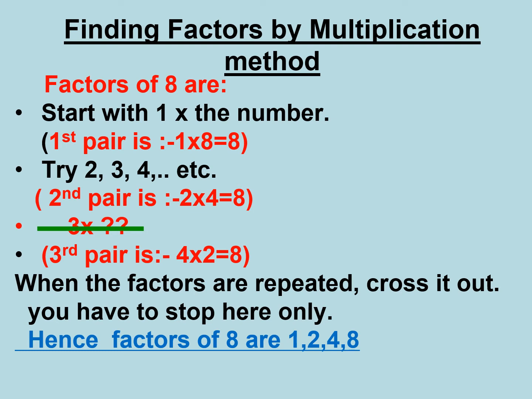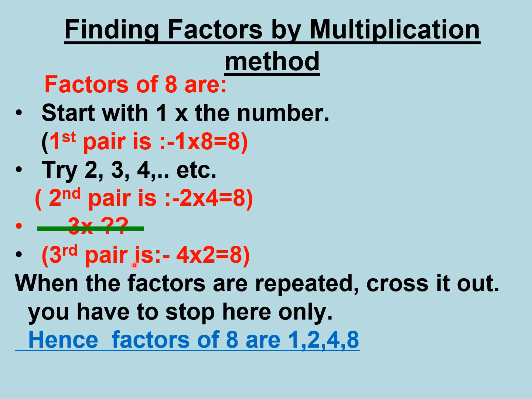Finding factors by multiplication method. Factors of 8 are: start with 1, multiply by the number. So the first pair is 1 multiplied by 8 is 8. Try 2, 3, 4, etc. Second pair is 2 multiplied by 4 is 8. As we know, 8 is not coming in the table of 3. So 3 is not a factor of 8.